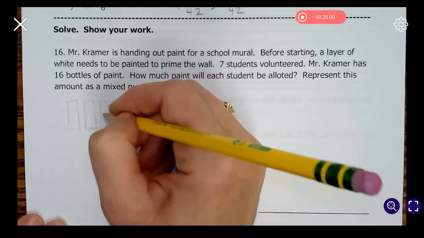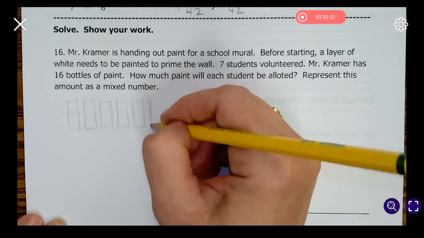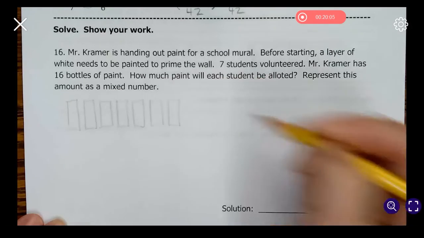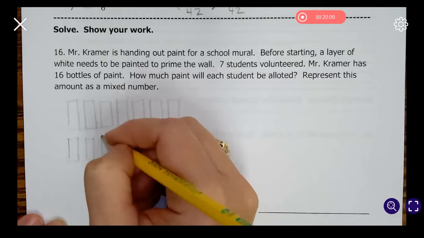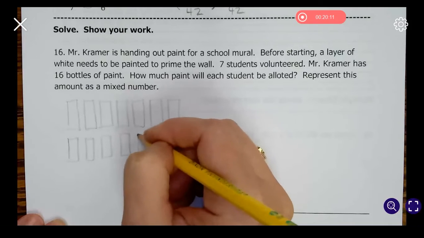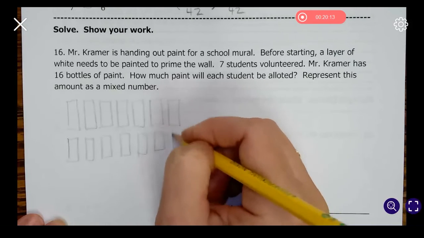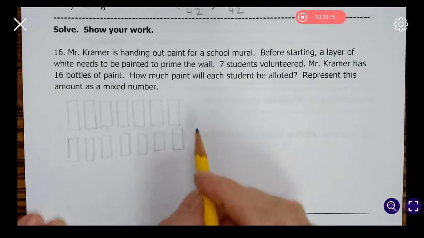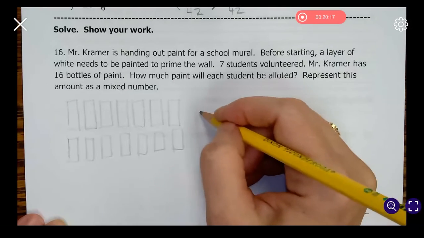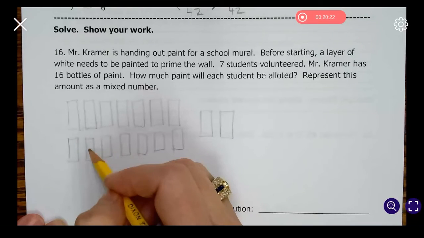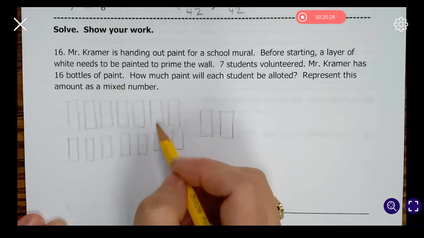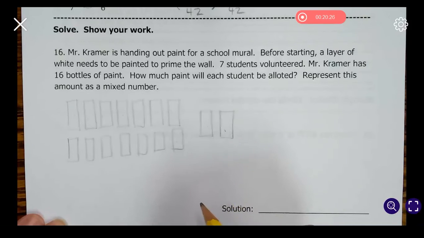1, 2, 3, 4, 5, 6, 7. I'm going to do that, okay? And then 1, 2, 3, 4, 5, 6, 7. So it looks like everybody gets, that's 14, okay? 15, 16. So each student's going to get 2, right?